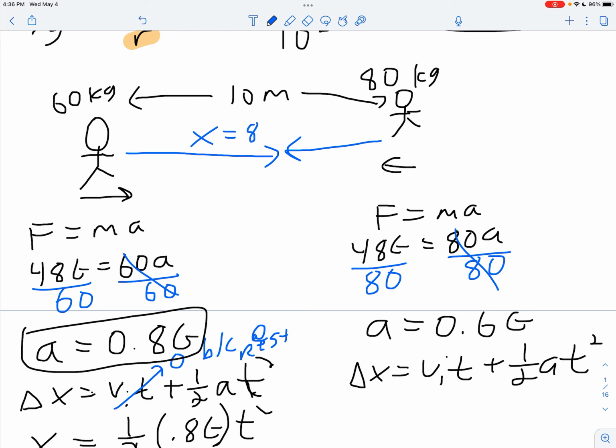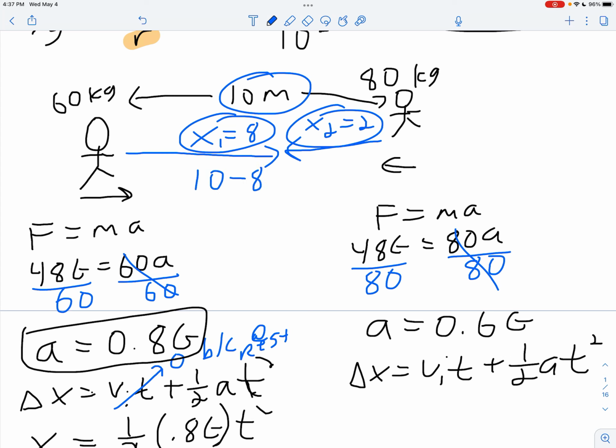Let's say this x is 2. If x is 2, then let's say this person 1 is 8. Then person 2 would have to travel 2, right? Because 8 plus 2 has to add up to 10. So how did I get that? I did 10 minus 8, right? I did 10 minus 8 to get my 2.